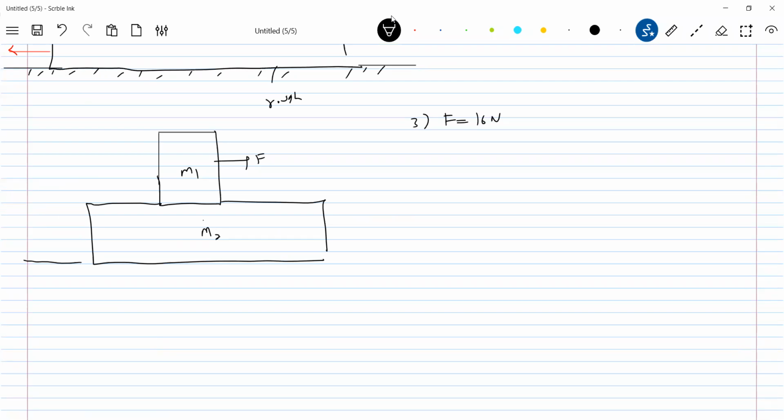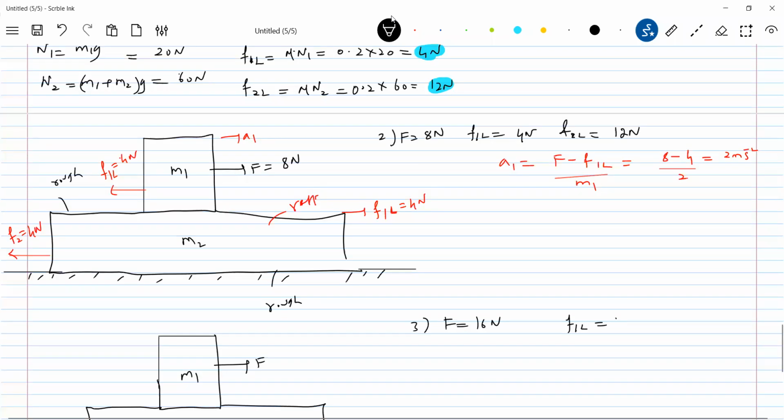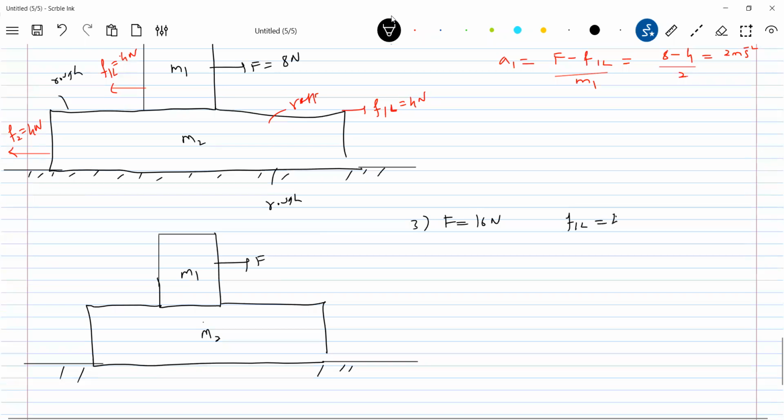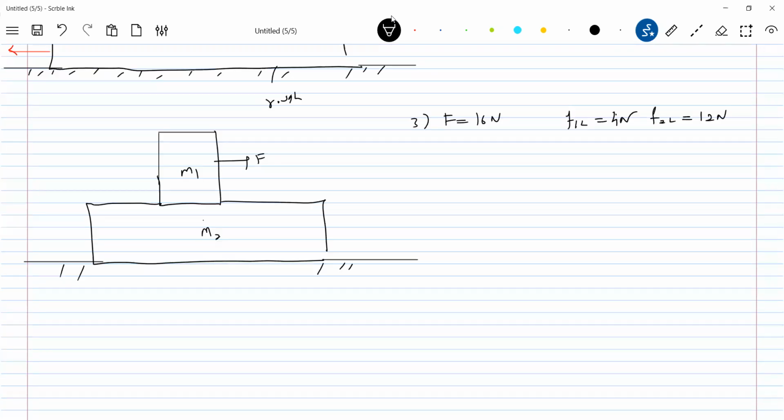All the values are the same, M1, M2, all the values are the same. Then what is the F1 value? 4 Newton. F2L is 12 Newton. These are the given things for us. Okay, now 16 Newton.